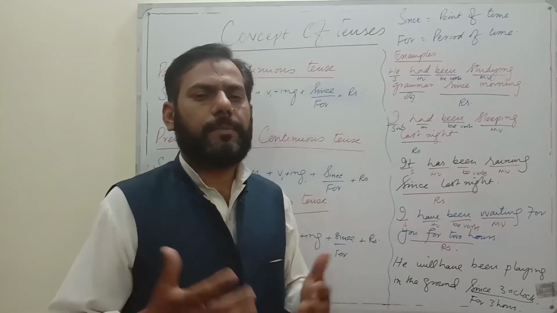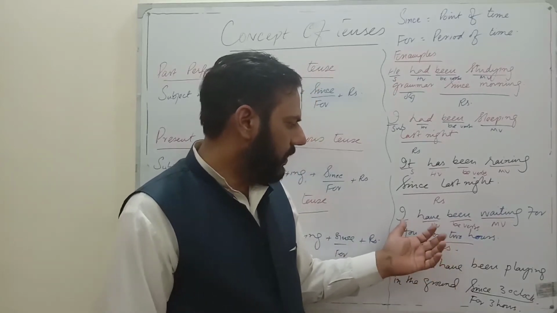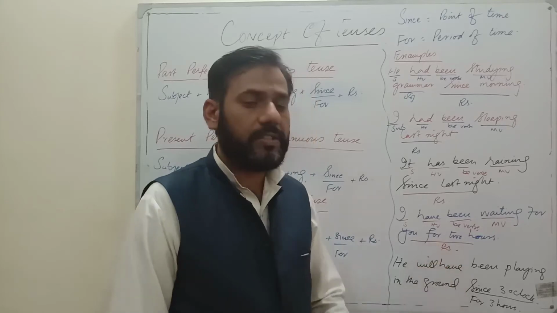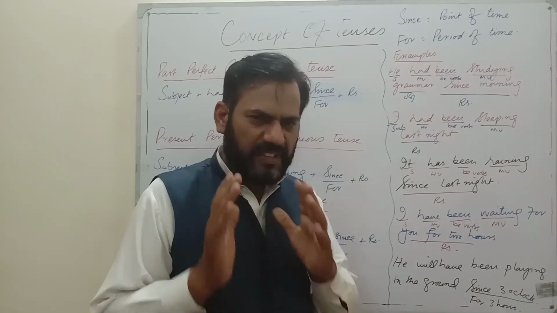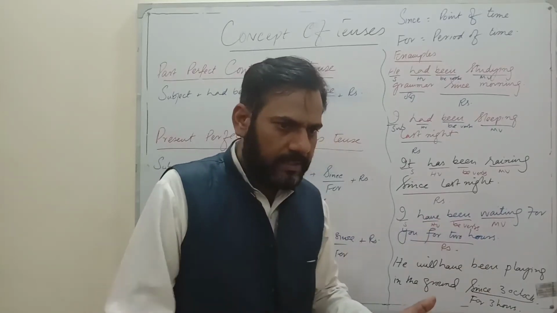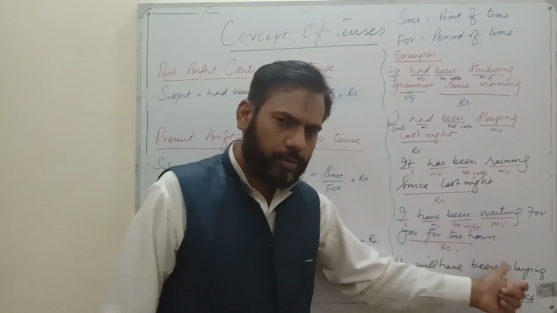Now look, example. Now it's 10 o'clock. 2 hours before, it was 8 o'clock. If I write, I have been waiting for you since 8 o'clock, so 8 o'clock is a specific and fixed time, we can use since. But now I am talking about the duration of time. That's why I have used for. I have been waiting for you for 2 hours.